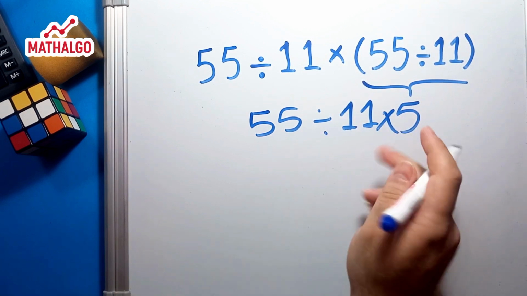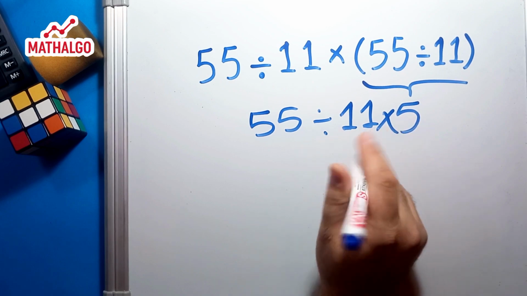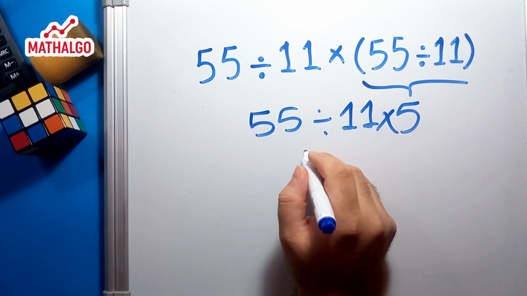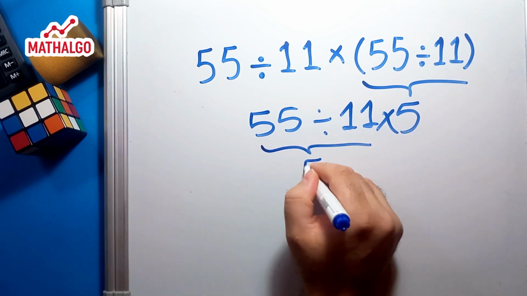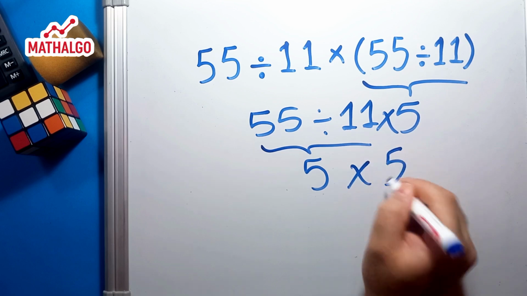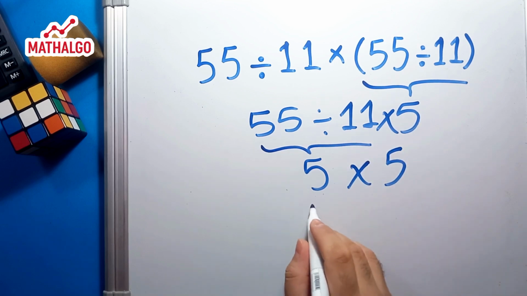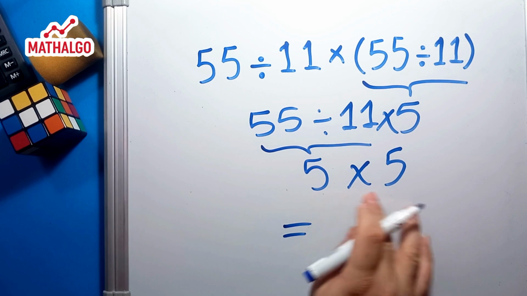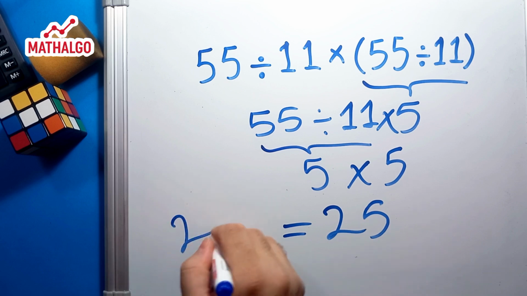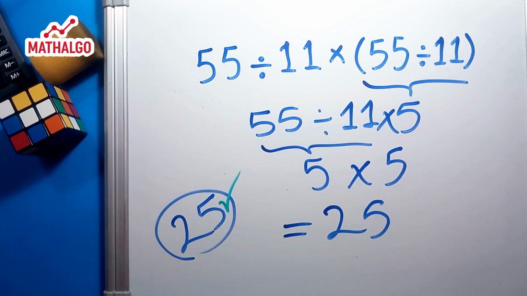Now, PEMDAS tells us to do division and multiplication from left to right. So first, divide. 55 divided by 11 equals 5. Now the expression becomes 5 times 5. Finally, multiply. 5 times 5 equals 25. The correct answer is 25.